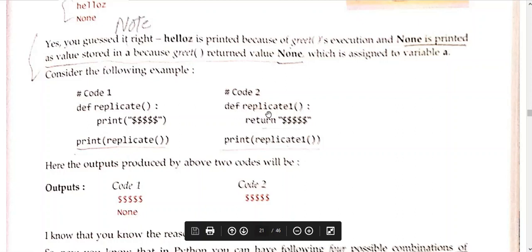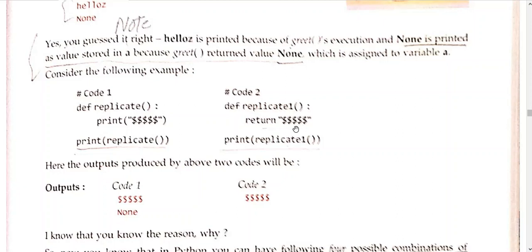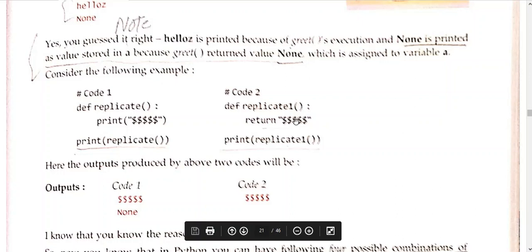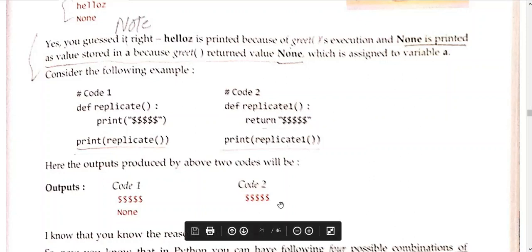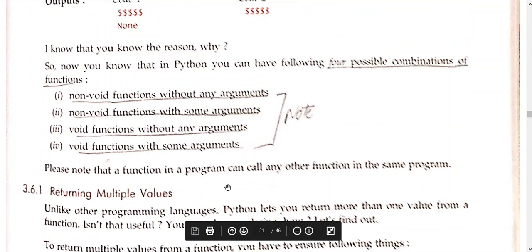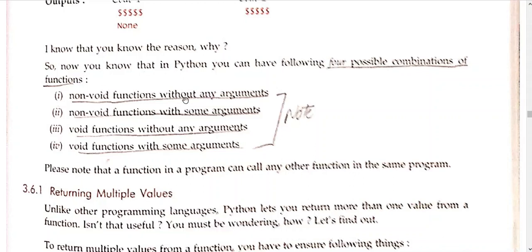Here we can see replicate 1, this is another function, it is returning this and it is returning na, so when you print it, it will show this value. If you use this return statement, then on printing this particular function, you will get the return value in the printout. So the summary is that you can have 4 types of functions: non-void function with arguments, non-void function without arguments, void function with arguments, void function without arguments.